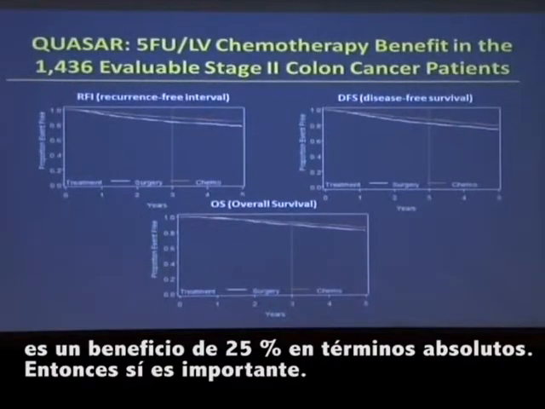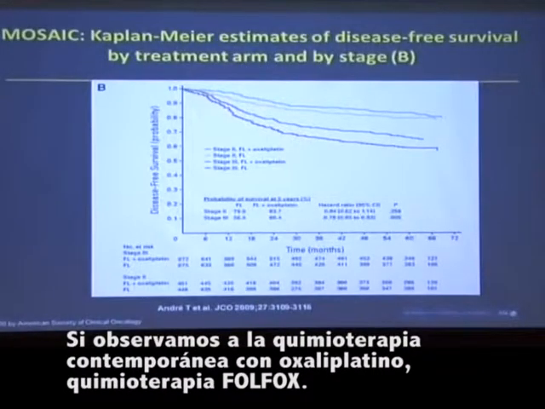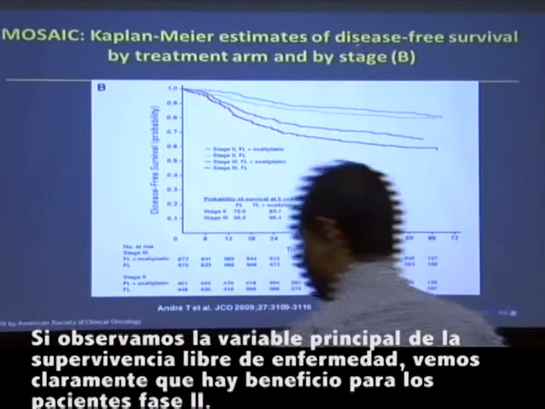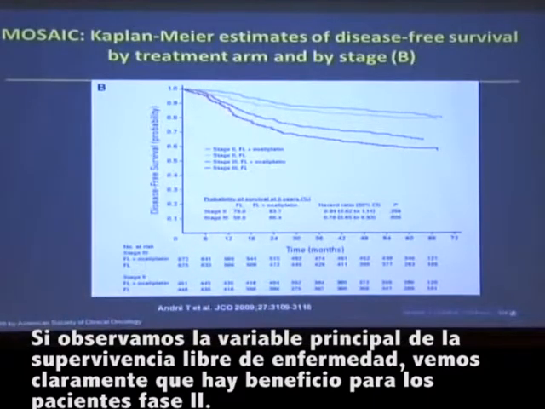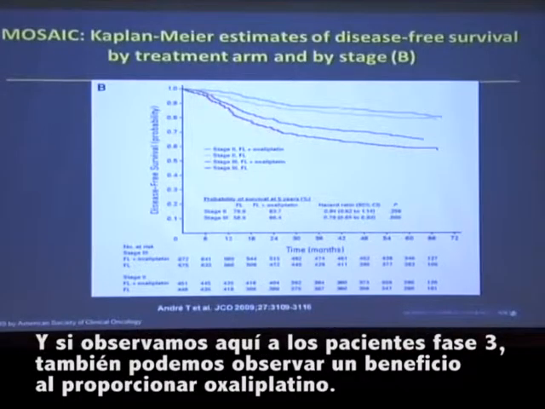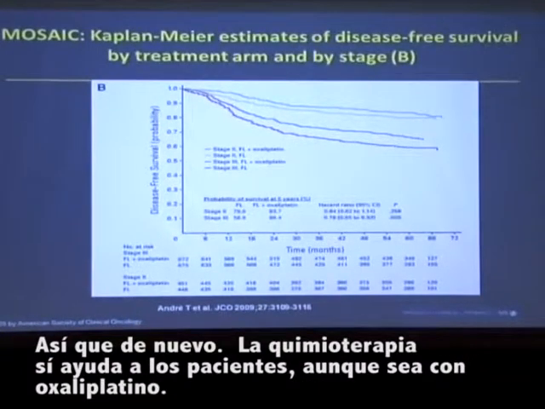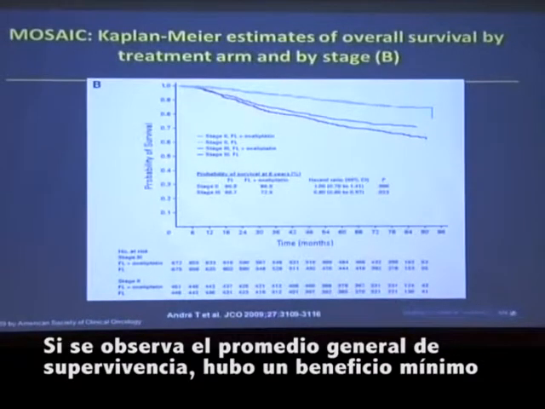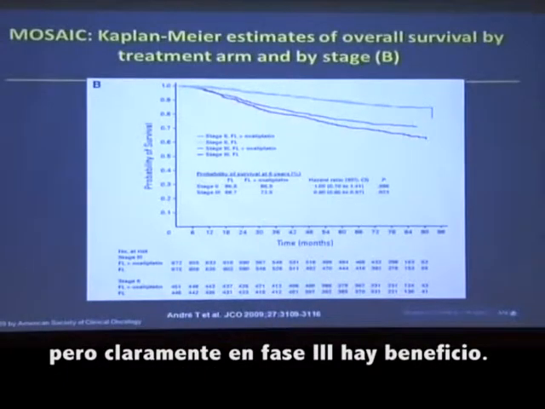So that is important. If we look at contemporary chemotherapy with oxaliplatin, FOLFOX chemotherapy, if we look at the endpoint disease-free survival, we see clearly here there is a benefit in stage 2 patients, okay? And if we look here with stage 3 patients, by adding oxaliplatin, we see a benefit here as well, okay? So again, chemotherapy does help patients, even if it's oxaliplatin. Now, if they looked at the overall survival, there was a minimal benefit. But clearly, in stage 3, there is a benefit.